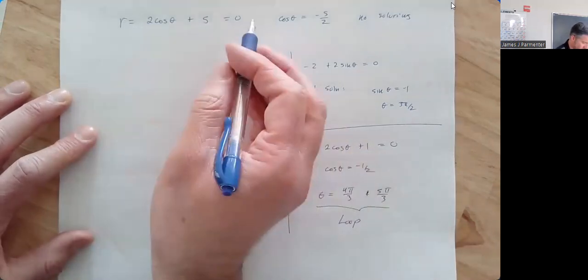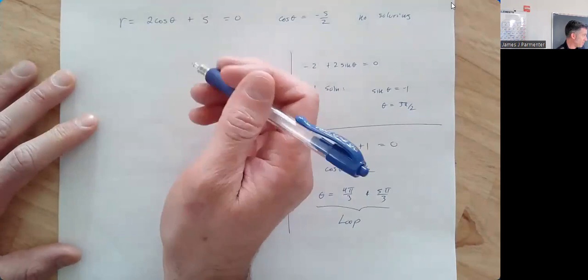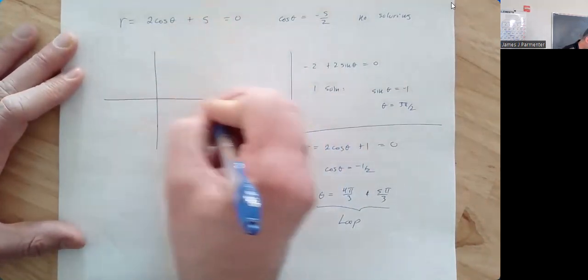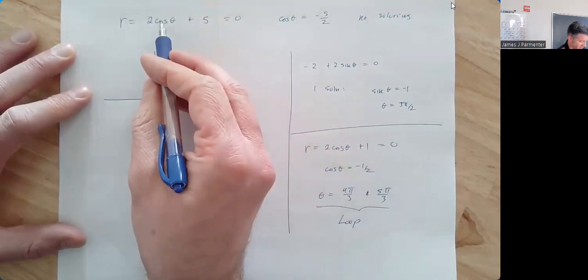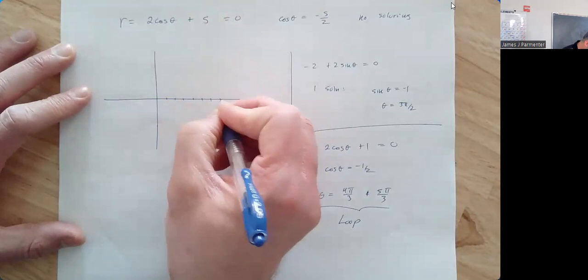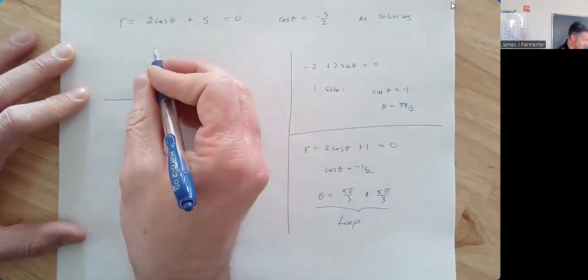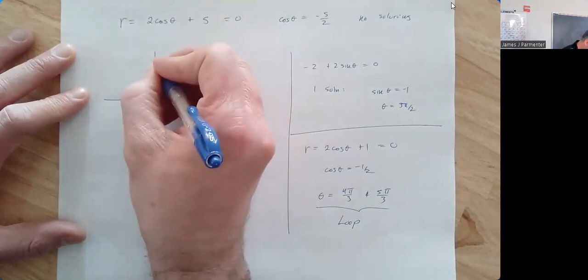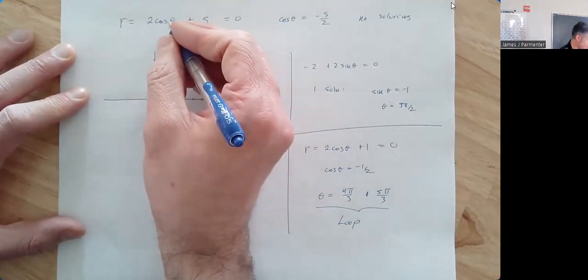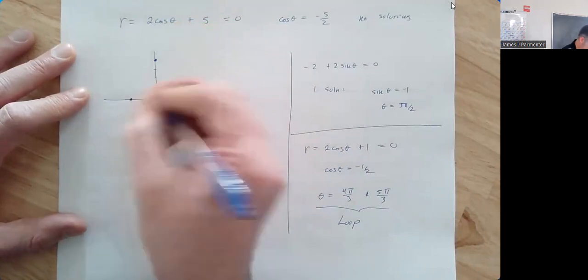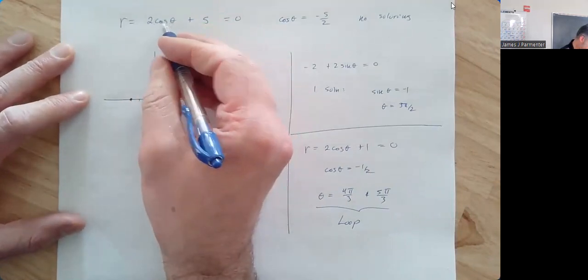But for this one here, the way I would actually try to graph this is just by plotting the usual 4 points. So when theta equals 0, I get 2 plus 5, which is 7. When theta equals pi over 2, I get 0 plus 5. When theta equals pi, I get -2 plus 5. And when theta equals 3 pi over 2, I get 0 plus 5.